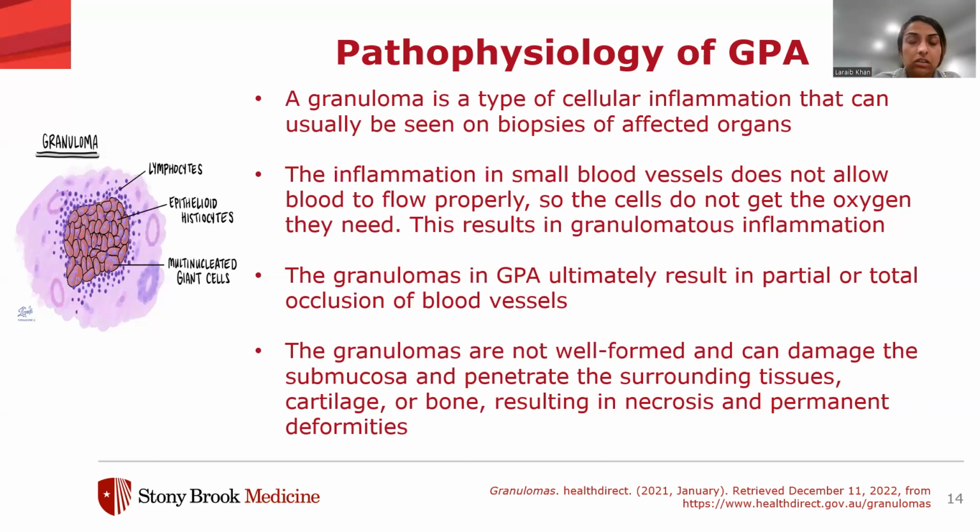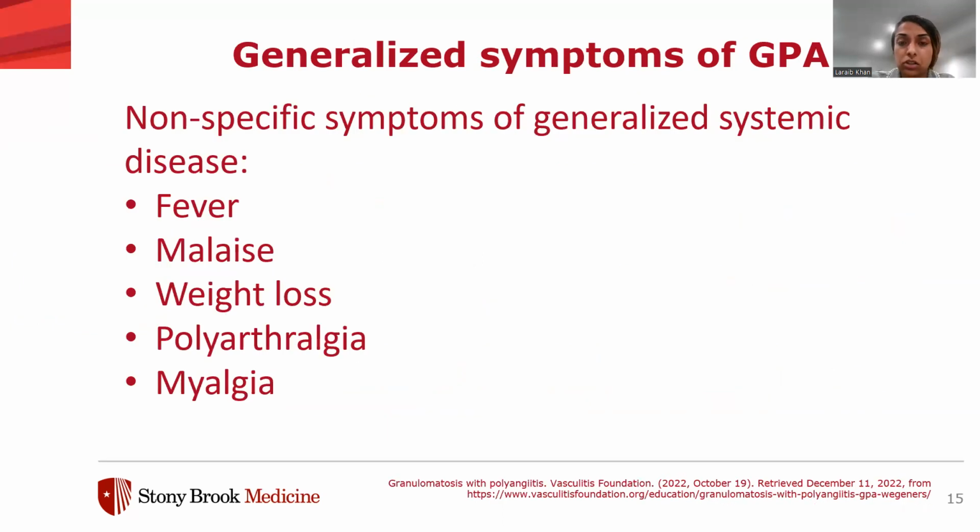So now that we discussed the statistics, pathophysiology, and etiology, we're just going to jump into the symptoms of a patient presenting with GPA. These are generalized symptoms of GPA, very nonspecific: fever, malaise, myalgia, polyarthralgia. The disease starts off with muscle pain and these nonspecific symptoms, and then it can progress to necrosis and deformities, like I just talked about.